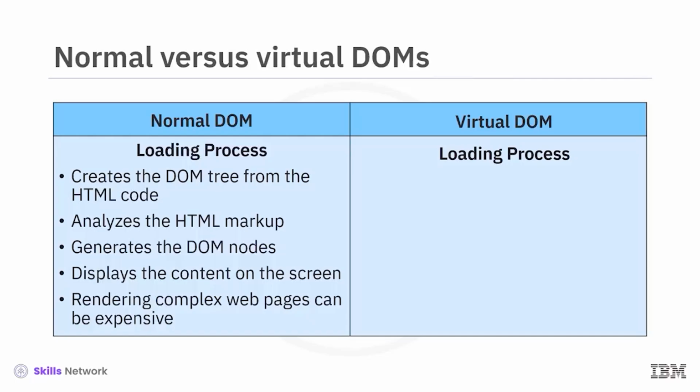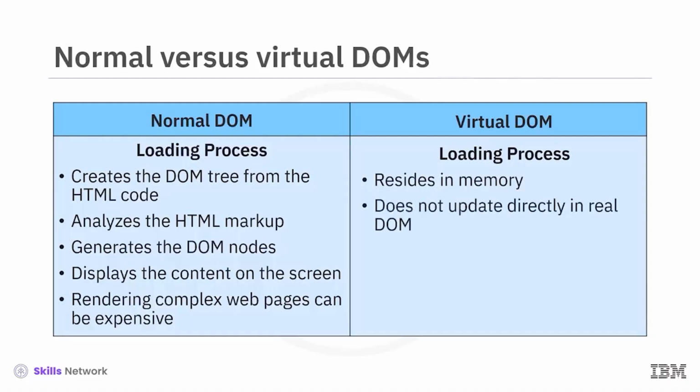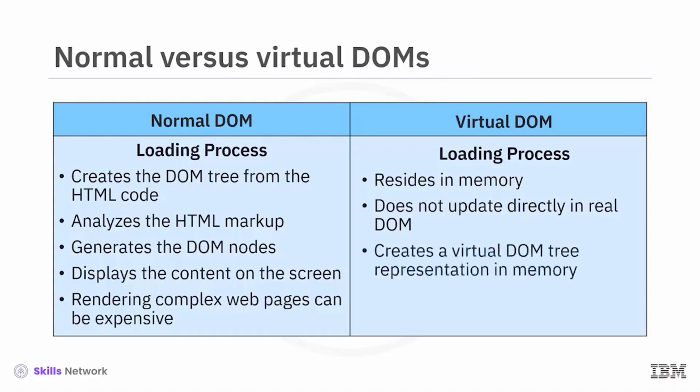In contrast to the regular DOM, the virtual DOM is an abstraction that resides in memory and is not connected to the browser's rendering engine, which means it will not update the changes directly in the real DOM. Upon loading an application, React creates a virtual DOM tree representation in memory called the virtual DOM. This virtual DOM is constructed based on the React component's initial state and properties.